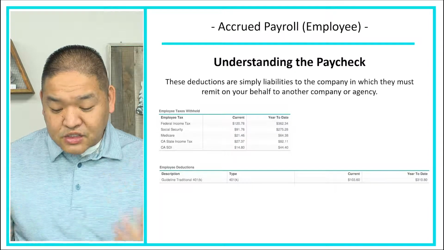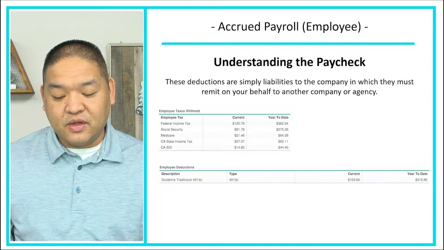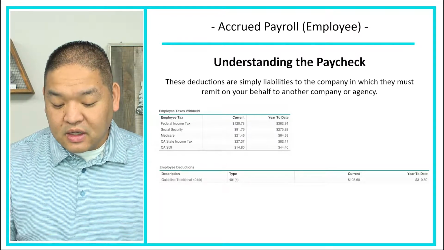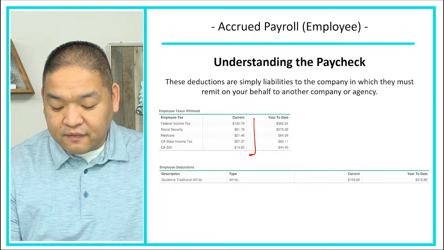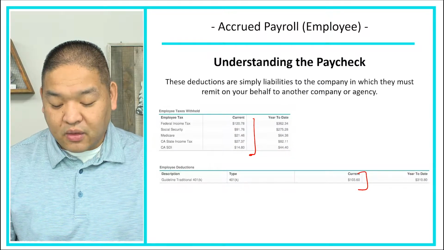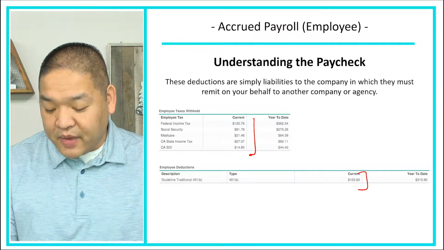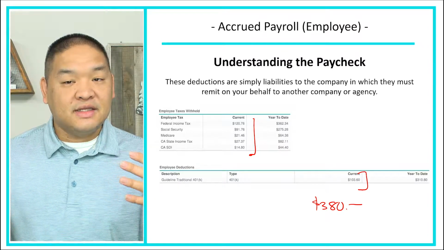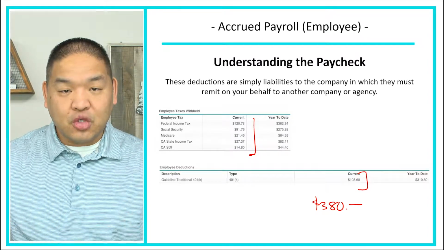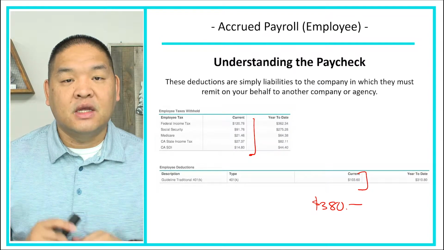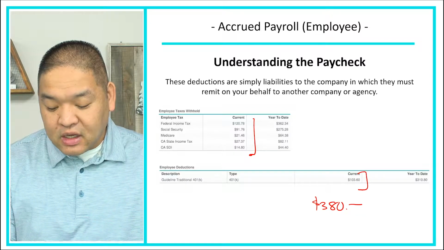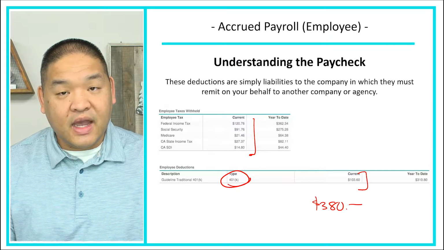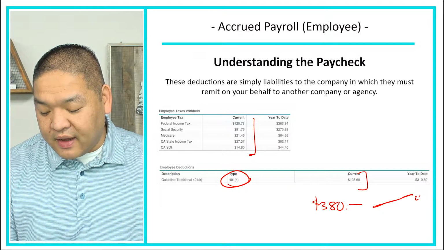All right. So these deductions are simply liabilities to the company, which they must remit on your behalf to another agency. When we look at this, the company is going to withhold all of this. I think we said $380. If we total it, $380, they're going to withhold it, but that's not theirs. They're going to need to take that $380 and distribute it to all the organizations that should be getting it. For instance, the 401k plan is going to need $103.60. So of the $380, $103 is going to go to your 401k.